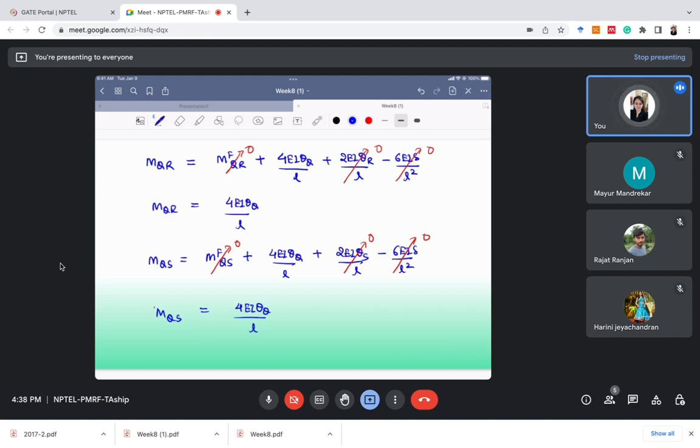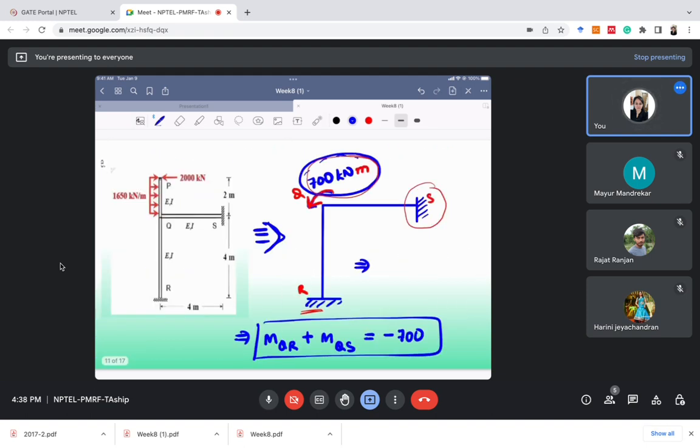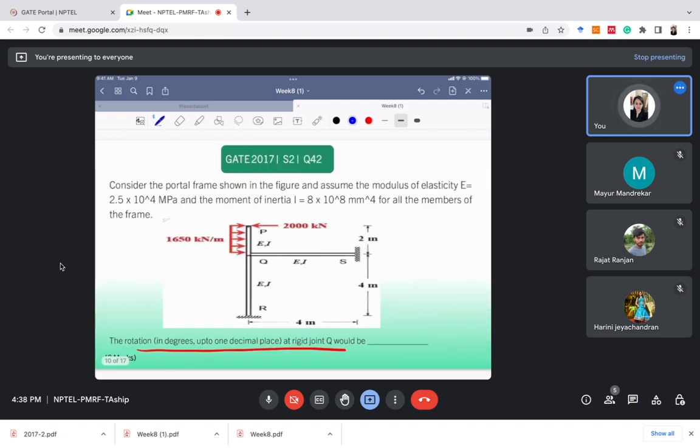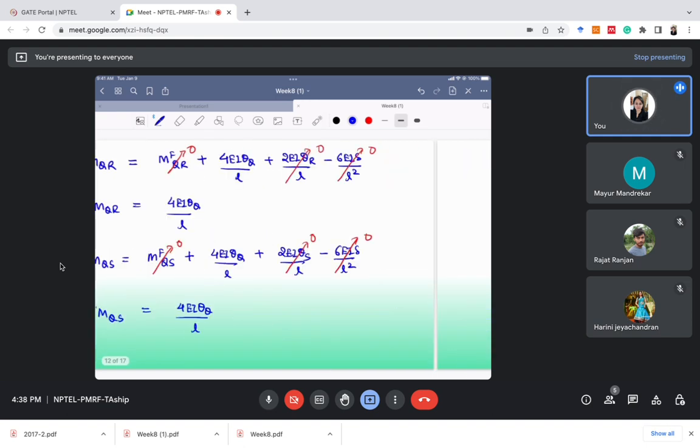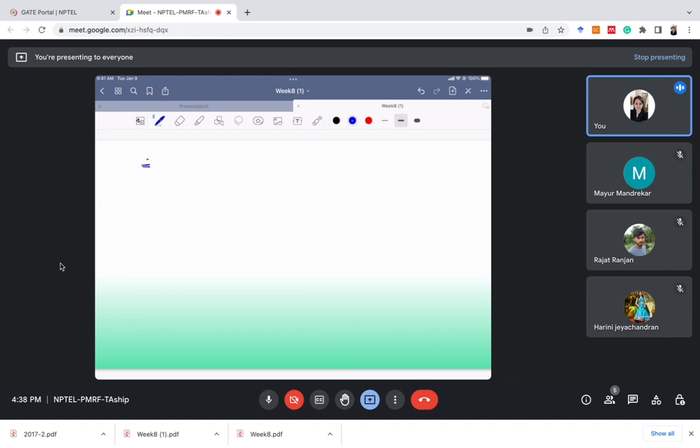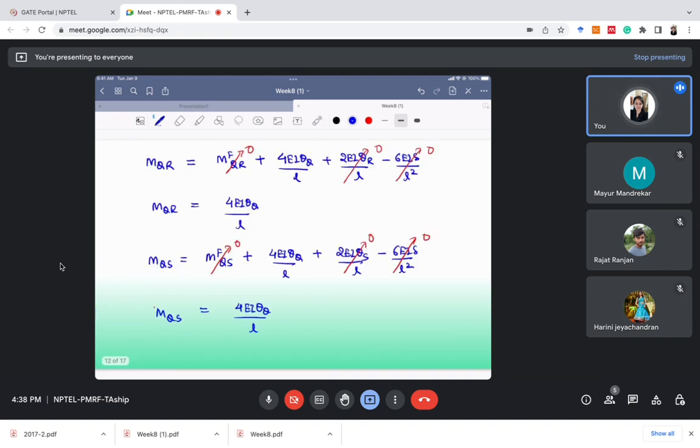Now we can use this equation: MQR plus MQS is equal to 700. We can keep this a minus term or we cannot, because here we are asked to find the rotation, not the sign. So we need to write the absolute value here. Just ignore the sign for now. So MQR plus MQS equal to 700.